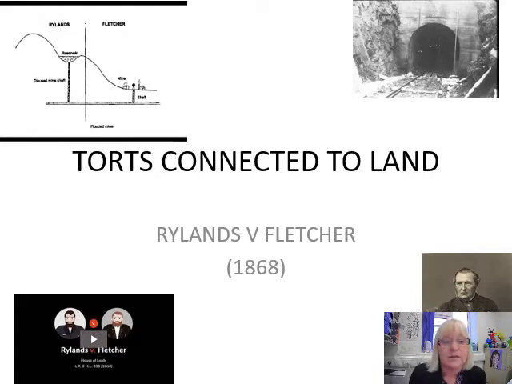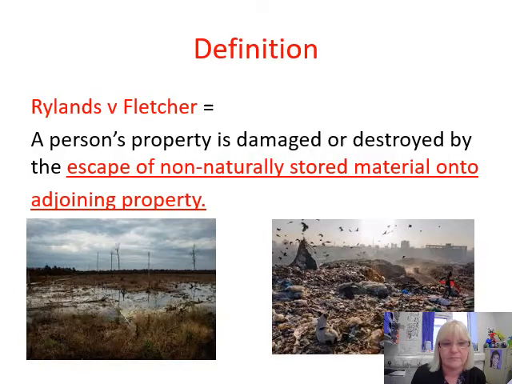This is a new topic, torts connected to land. It's called Rylands and Fletcher because it is named after the case of Rylands and Fletcher, which was a long, long time ago in 1868. Now, the definition you can see there is basically a person's property is damaged or destroyed because the person next door to them had some non-naturally stored material which has escaped and caused damage to the person's property.